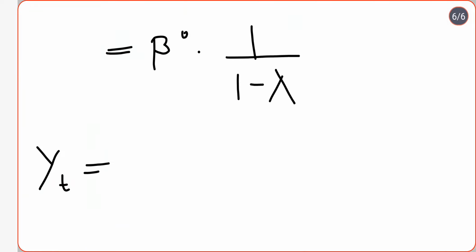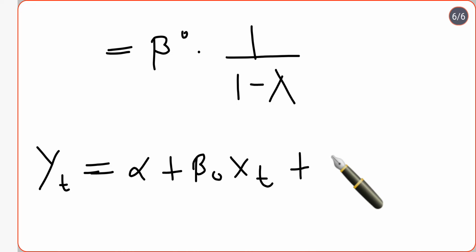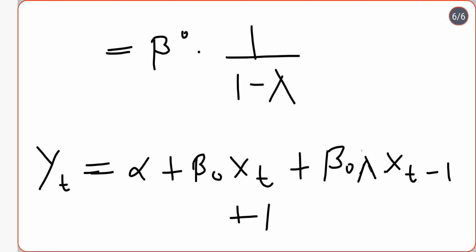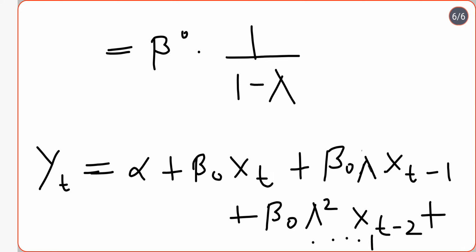So I may write yt equals alpha plus beta 0 xt. In place of beta 1 I may write beta 0 into lambda into xt minus 1, and then in place of beta 2 I can write beta 0 into lambda square into xt minus 2, plus I may write some other lagged variables, but I am not going to write them here, plus ut. Here ut is the error term, right?